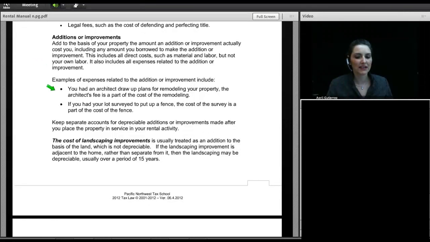It also includes all expenses related to the addition or improvement. Examples of expenses related to an addition or improvement include: you had an architect draw up plans for remodeling your property. The architect's fee is a part of the cost of the remodel. Or if you had your lot surveyed to put up a fence, the cost of the survey is a part of the cost of the fence.